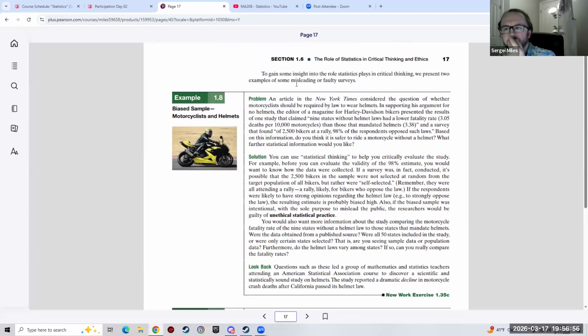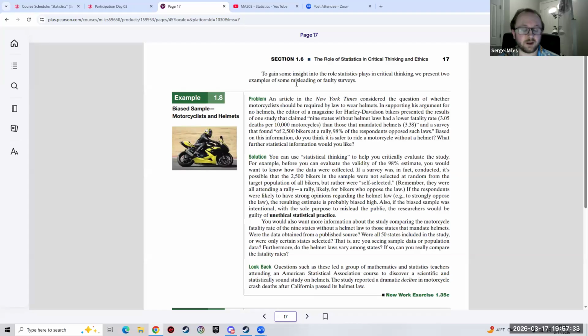So we'll end here for chapter 1, looking at this last example, where we have an article in the New York Times that considered the question of whether motorcyclists should be required by law to wear helmets. In supporting his argument for no helmets, the editor of a magazine for Harley-Davidson bikers presented the results from one study that claimed 9 states without helmet laws had a lower fatality rate, with 3.05 deaths per 10,000 motorcycles, than other states that had mandated helmet laws. All right, so he's citing this as evidence, right?